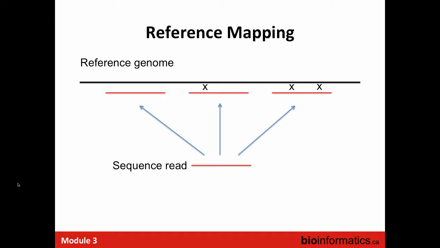So let's say the mapping program found three possible locations for it, and from left to right, there's a mapping location where it mapped perfectly to the reference genome. There were no differences between the read and the reference genome. In the middle one, there was a single mismatch between the read and the reference genome. And in the one on the right, there were two mismatches. How do we evaluate which of these is the most likely true position for the read?